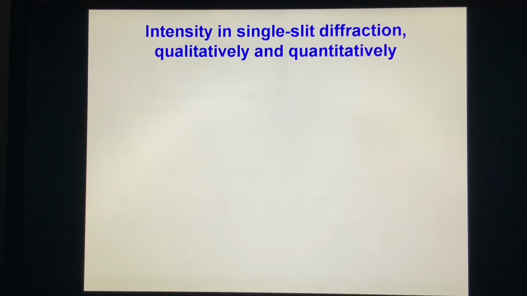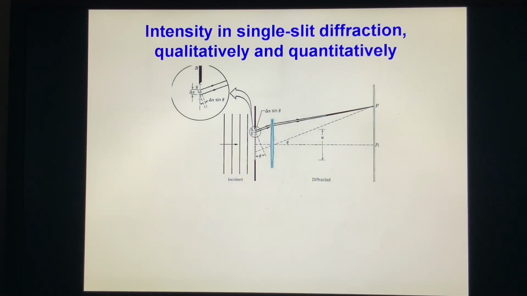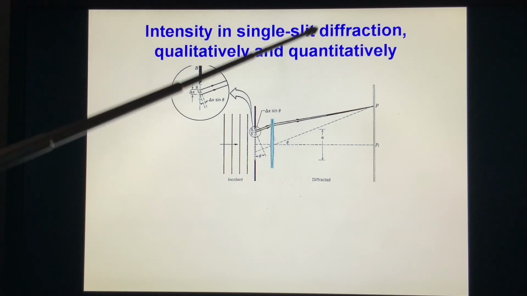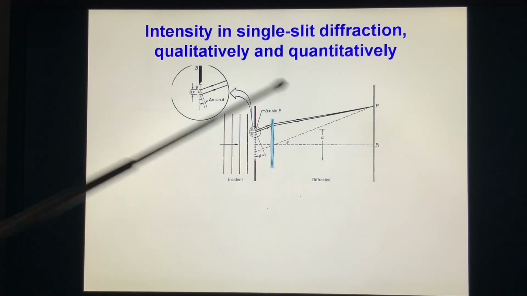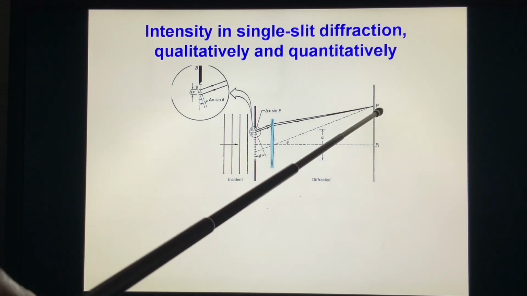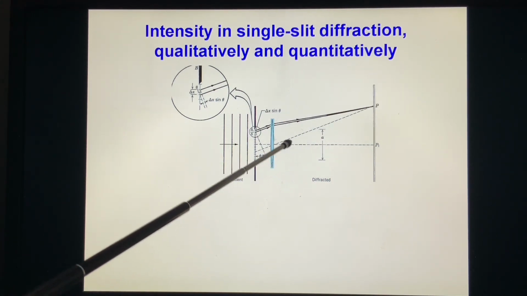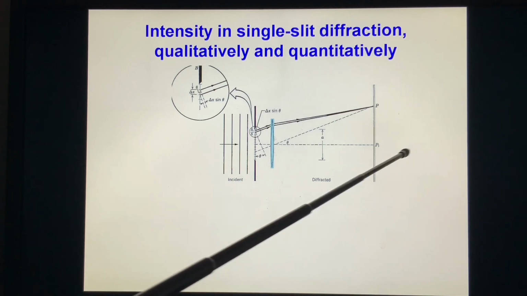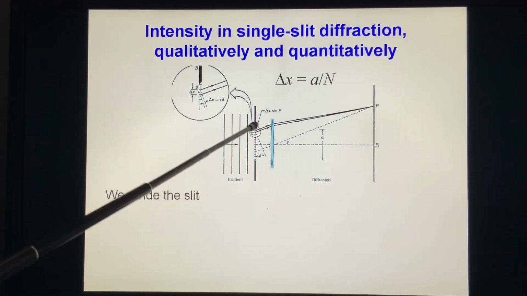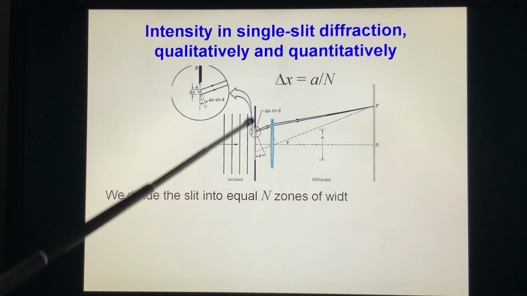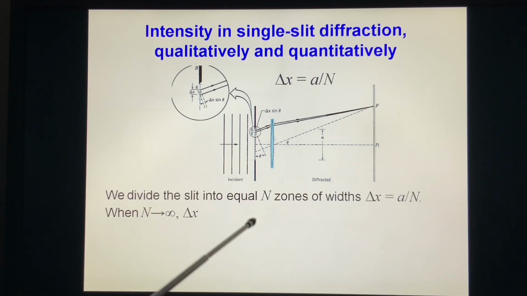Intensity in single slit diffraction, qualitatively and quantitatively. We look at this single slit with diffraction. We observe a point P, which is at angle theta to the central axis. We divide the single slit into n equal zones.